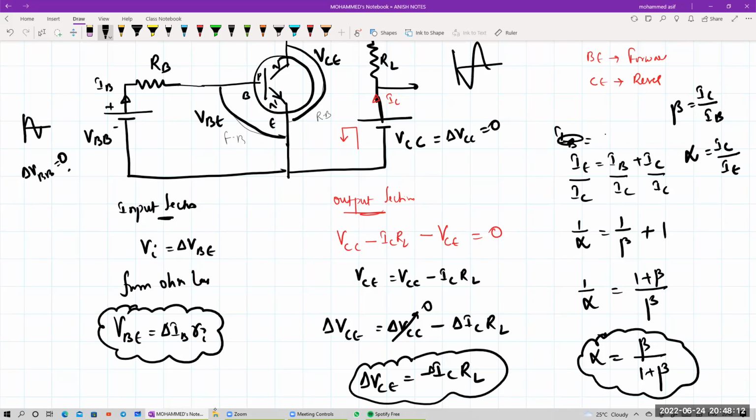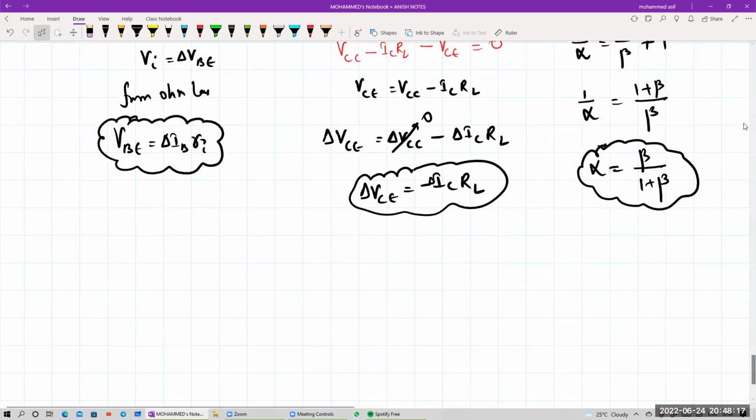So the alpha value has come. In the same way, from this one find the beta value. They have already asked many questions on alpha and beta.